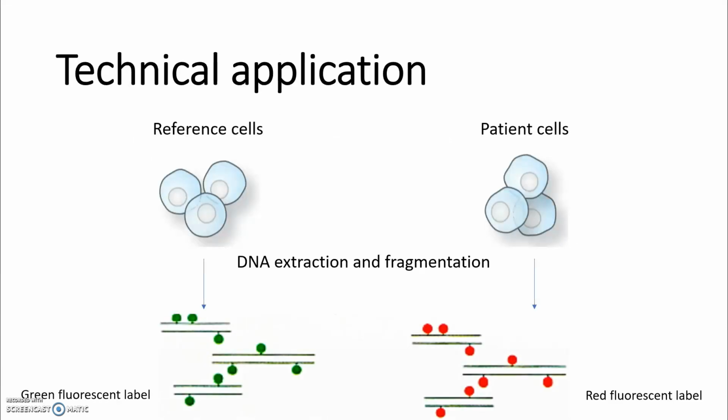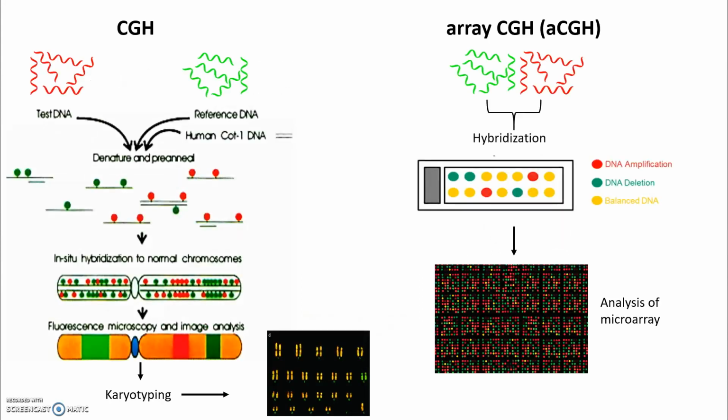There are two methods of performing a CGH, and both of them start with the test and reference DNAs, which are differentially labeled. The reference DNA is labeled green, and the tumor DNA is labeled red. The test DNA is partially digested to produce fragments. One of the methods is as follows.